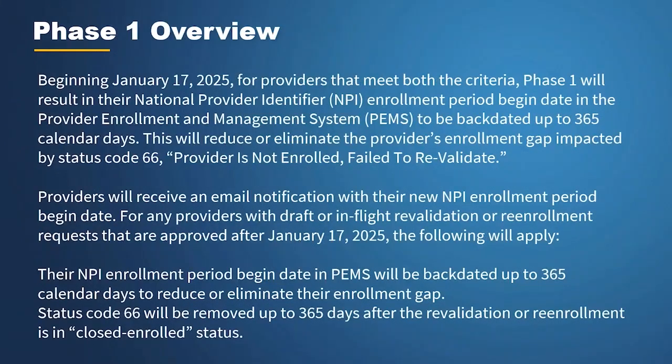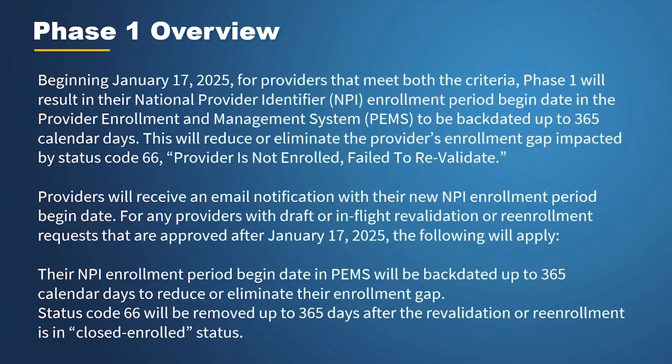Here are the key updates for Phase 1, which began on January 17, 2025. For eligible providers, the NPI enrollment begin date on the new enrollment segment in PEMS will be backdated by up to 365 days to minimize or eliminate gaps caused by status code 66, provider is not enrolled, failed to revalidate. Providers will receive an email with their updated NPI enrollment begin date.